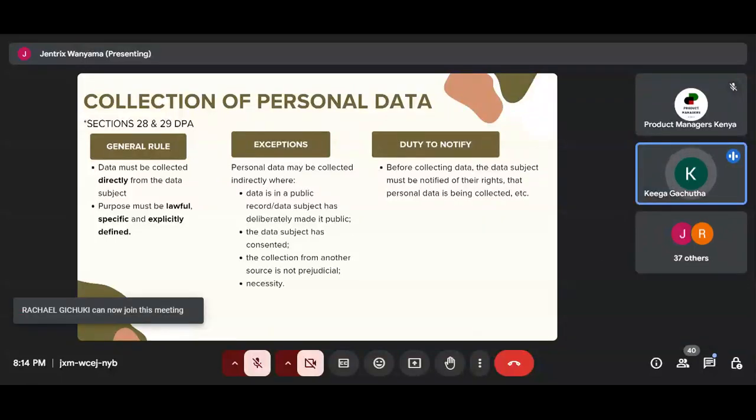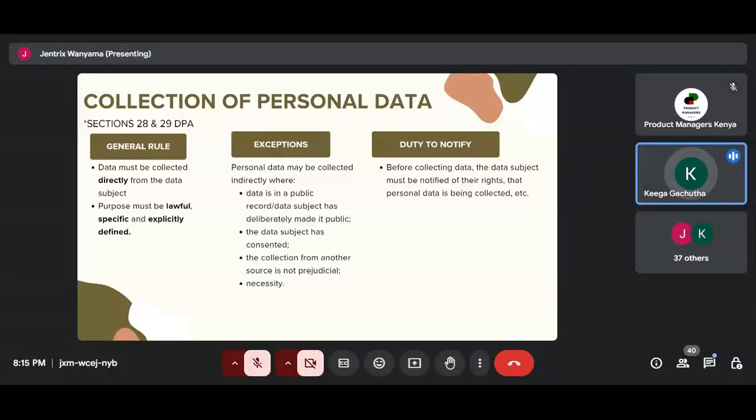Some of these exceptions include that personal data may be collected indirectly, where the data is in a public record, or where the information has been deliberately made public. The other consideration is consent. Consent is going to be one of the main reasons that you're going to be relying on to process your users' data or your data subjects' data.